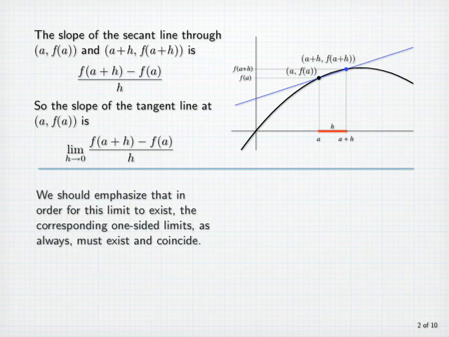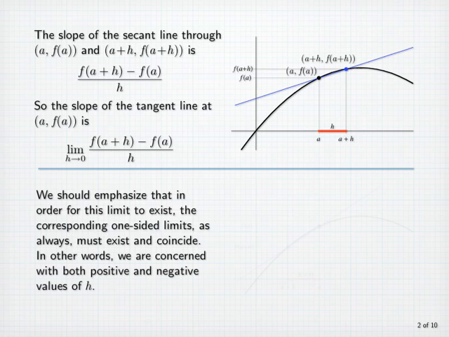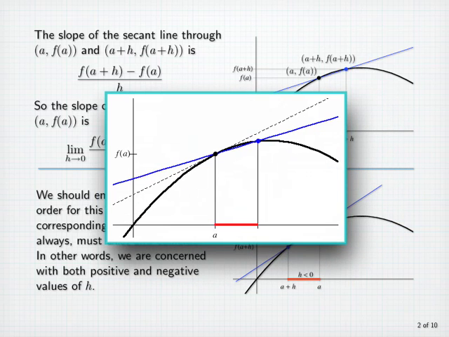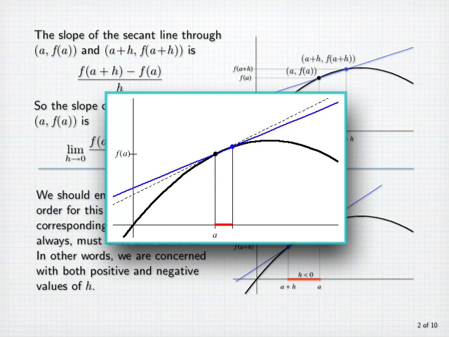We should emphasize that in order for this limit to exist, the corresponding one-sided limits, as always, must exist and coincide. In other words, we're concerned with both positive and negative values of h. The picture on the right is basically the same as the picture above, but it corresponds to a negative value of h. Let's look at a simple animation here. Notice the tangent line is the dashed line in the picture. The secant line is the blue line. What we'll see here first is the secant line getting closer and closer to the tangent line as h approaches 0 from above, and then the same thing as h approaches 0 from below.